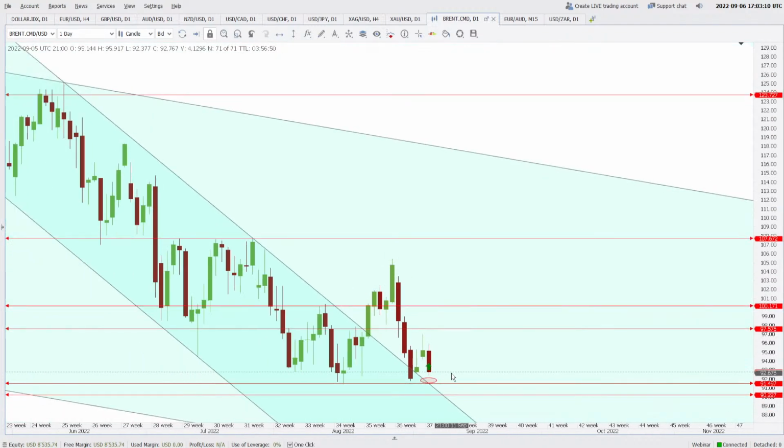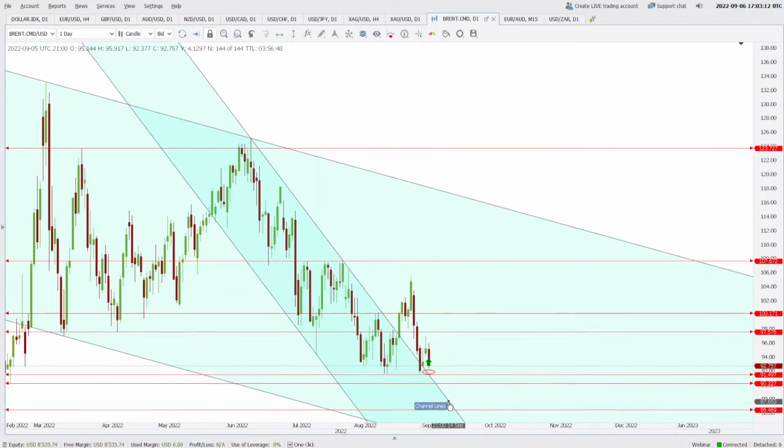If it breaks 90.22, then 86.46 is the next level, or you can say that level will be exposed in Brent crude. So right now 91.49 is the immediate thing to watch on the lower side, and 97.57, after that 100.17, after that 107.67, are the key levels to the upside.